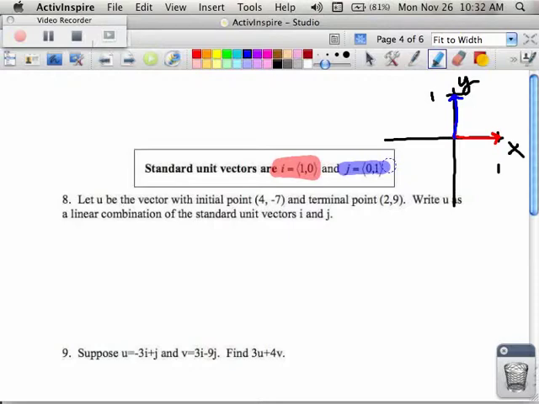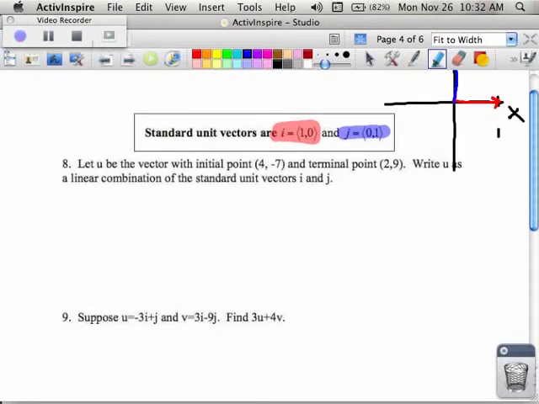Now, what they're going to do, and it seems really confusing when you see these i's and j's, but watch what happens when we actually do a problem involving i and j. They tell me that we have a vector that has an initial point 4, -7, and terminal point 2, 9. What's the first thing you would probably think about when you saw that as far as writing down a vector?